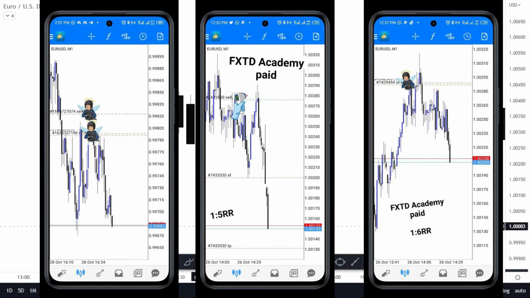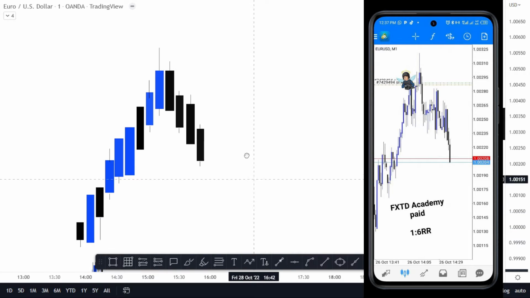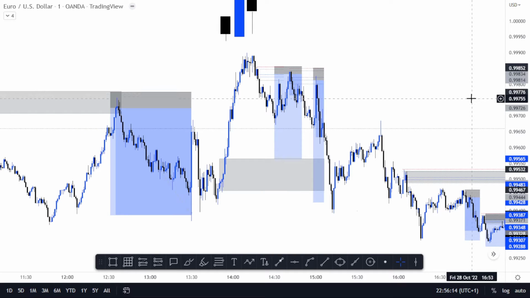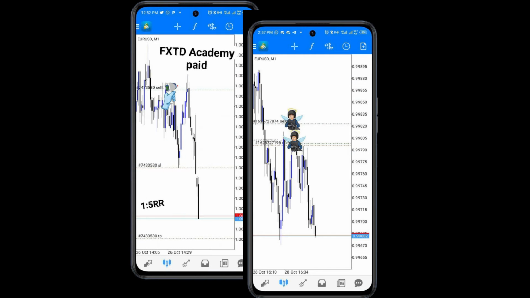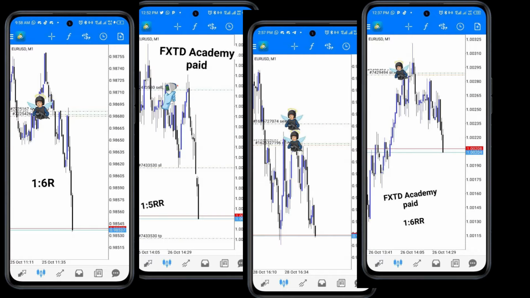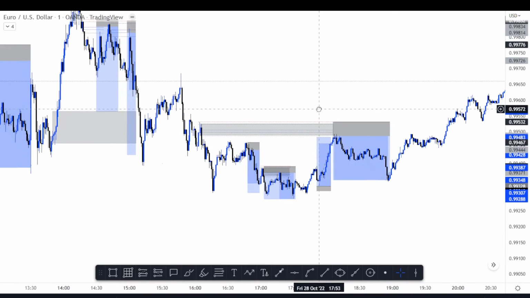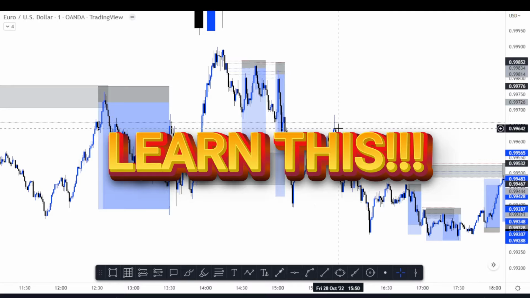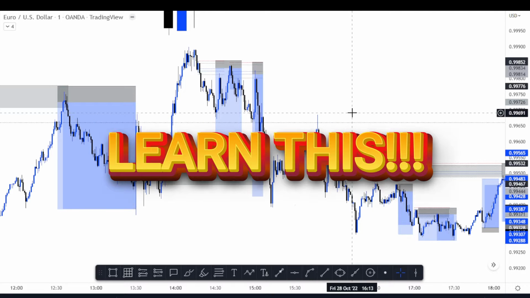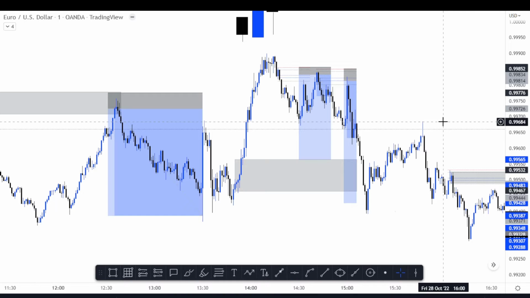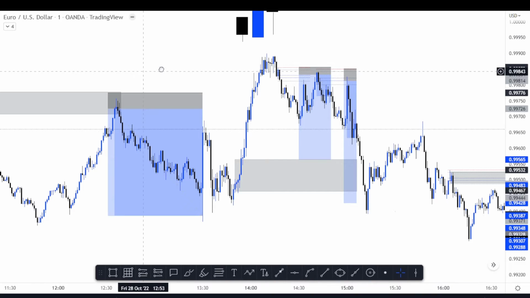I will show you how to identify order blocks that actually work, just like this. So all of these are some of the trades that I took, and I believe that you will learn a lot from me. So make sure you steal this strategy. All you need to do is to pay keen attention. All right, so let's dive in.